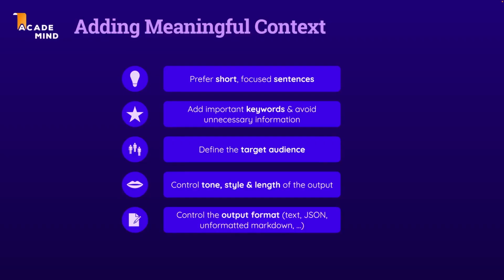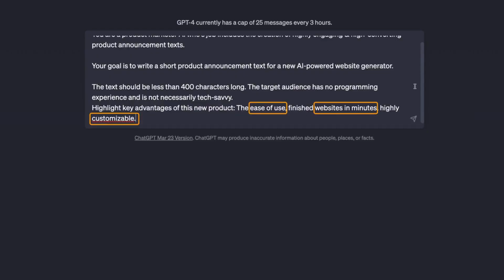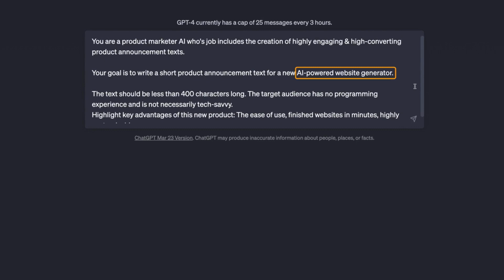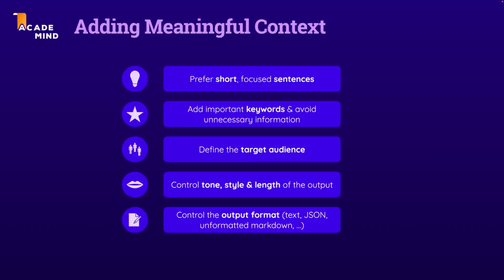Now, as you can see, with that prompt, I did indeed use short, focused sentences. I also added important keywords, like these advantages here, that it should be a short text, that it's a product announcement text. I described the product itself, and I added highly engaging and high converting here for extra context. And I did also define the target audience and the length of the expected output.